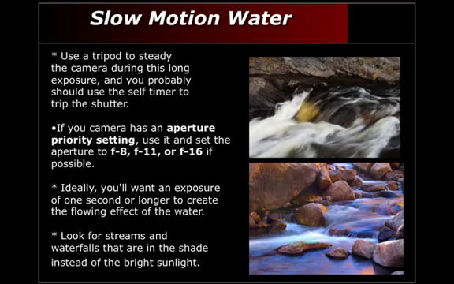This is just some more examples of that, showing how the camera was on the tripod. These pictures were taken, and usually you have an aperture priority setting that you're using here, f8, f11, f16 if possible, and ideally you'll want an exposure of one or two seconds longer to create that flowing effect that we see here. Look for streams and waterfalls that are in the shade instead of the bright sunlight, because sometimes the sunlight can give you too much contrast and then you have a problem still retaining the detail.